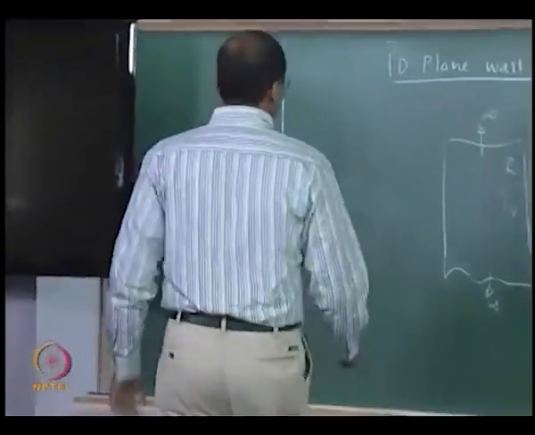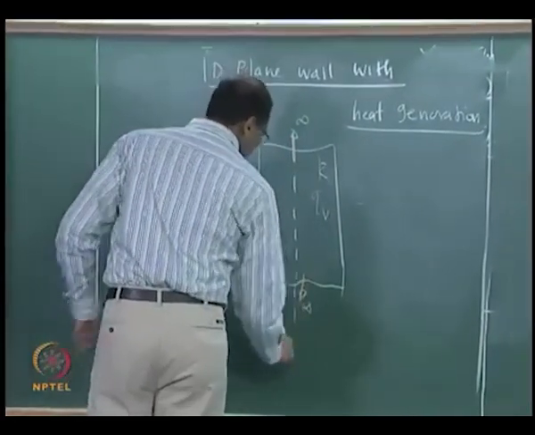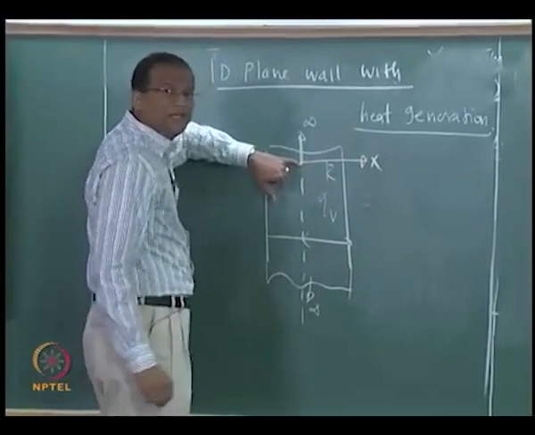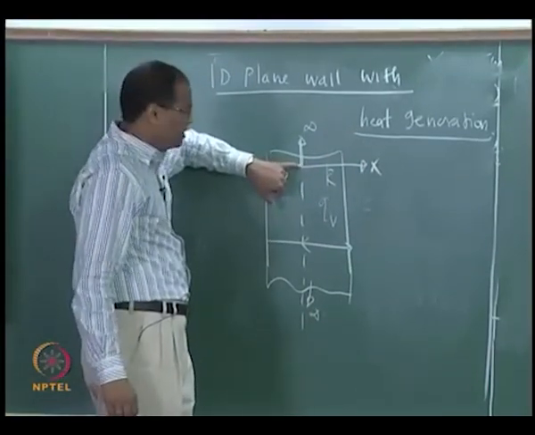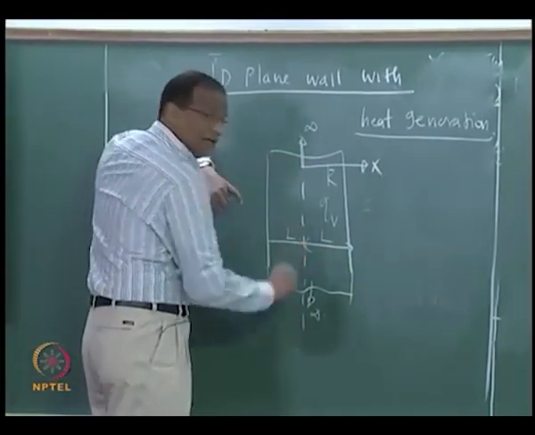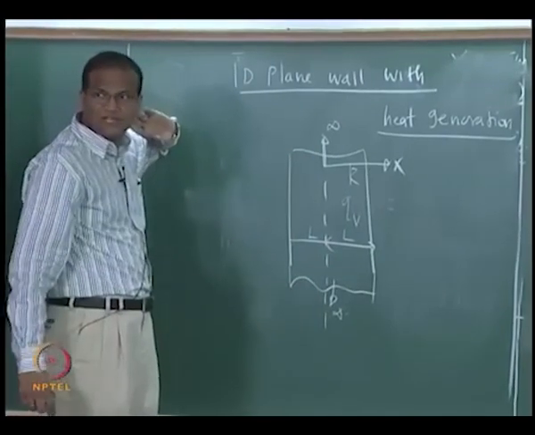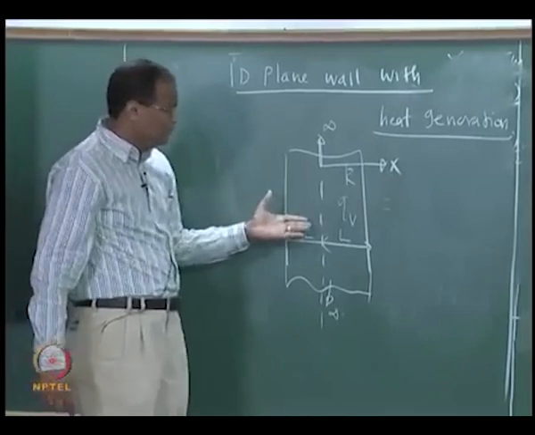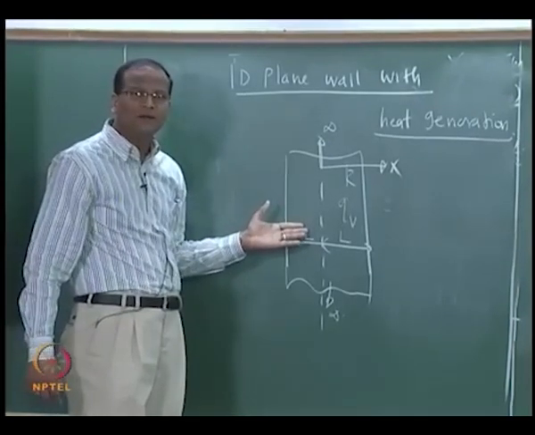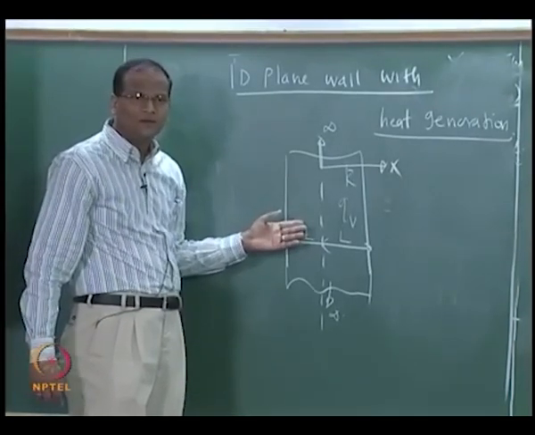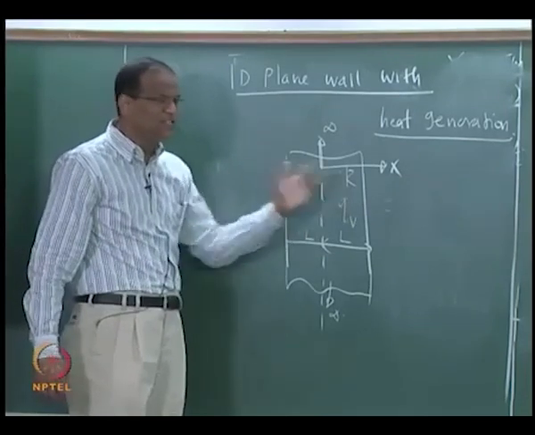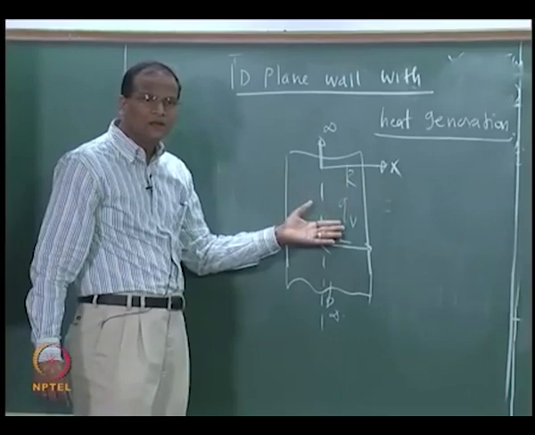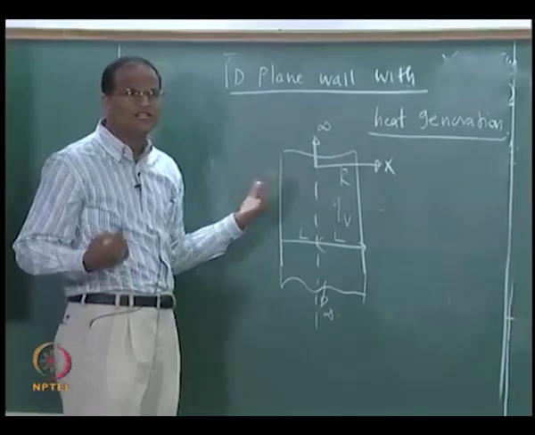Now for convenience I am starting x from here, please look at the board, origin is here, so this is L, this is also L, the slab is of thickness 2L. If I leave it like this, what will happen without anything on the boundary? If both sides are insulated, what will happen? It is continuously generating heat, temperature will increase, no steady state will be reached.